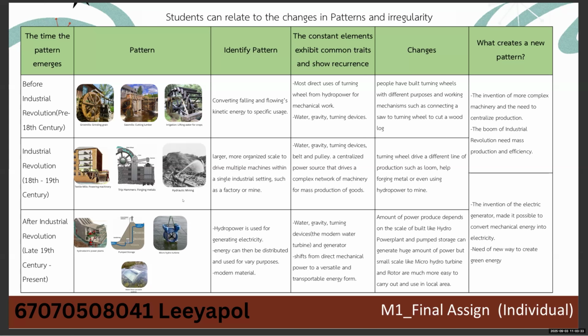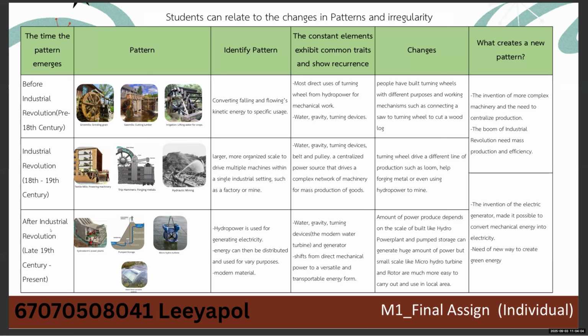The transition was driven by the invention of the electric generator, which made it possible to convert mechanical energy into electricity, allowing for the creation of energy that could be easily distributed over a long distance. So we are in here, after the revolution.